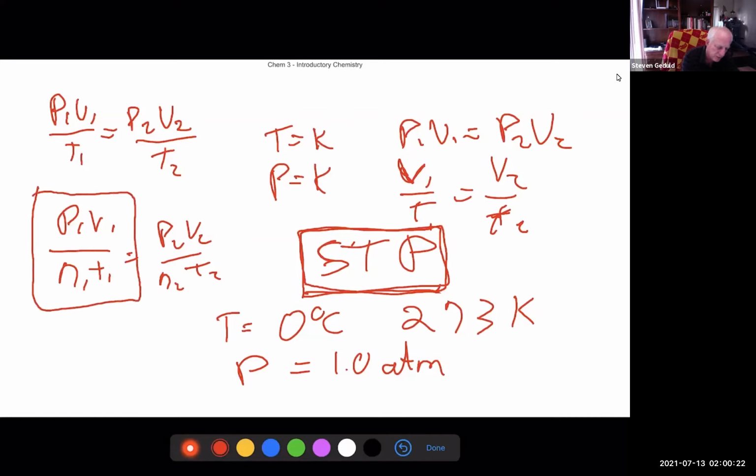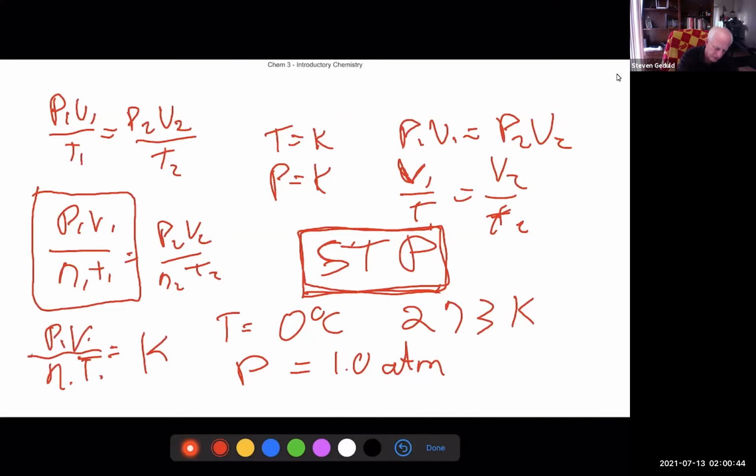Okay, so we know P1, V1, N1, T1 is equal to a constant. Let's say our constant's K. So pressure times volume over the number of moles times temperature equals a constant. That's when you set them equal to each other at different conditions. If we have a gas and we're putting it at STP conditions.